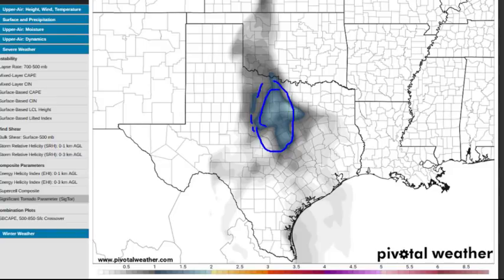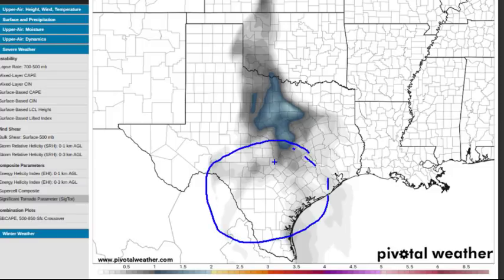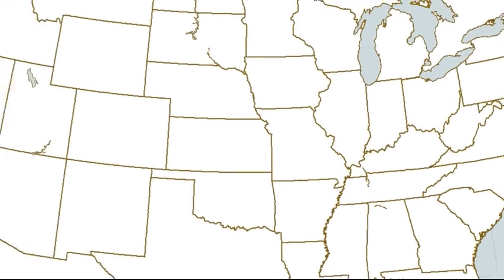It's just flat out unstable, and the cap is probably a little bit weaker, whereas down here the cap is a lot stronger, and that's minimizing the significant tornado parameters. So anyway, let's move this on.